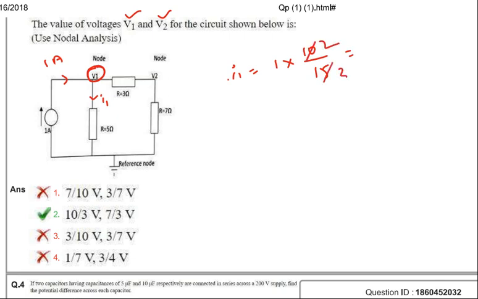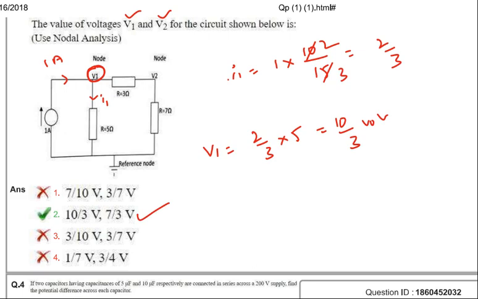That is 15. So in total, how much do you get? 5 twos are 10, 5 threes are 15, that is 2 by 3. So 2 by 3 amps current is flowing through this. So V1 equals 2 by 3 into 5. How much do you get? 10 by 3, that is 10 by 3 volts. From the given options, 10 by 3 is this one. So this is the correct answer, and from V1 we can calculate that this is the correct answer.